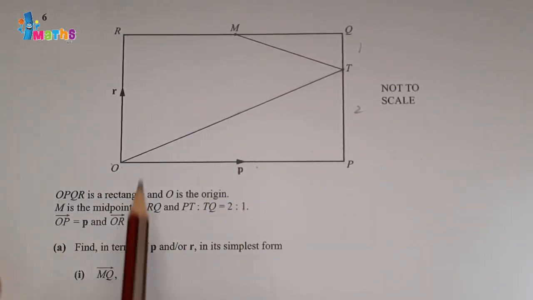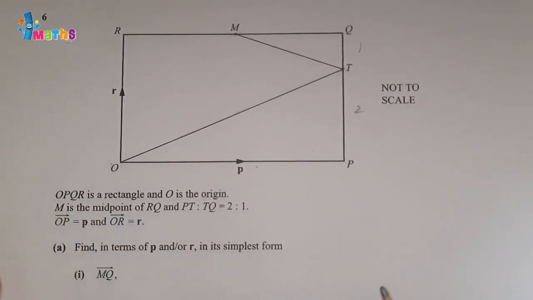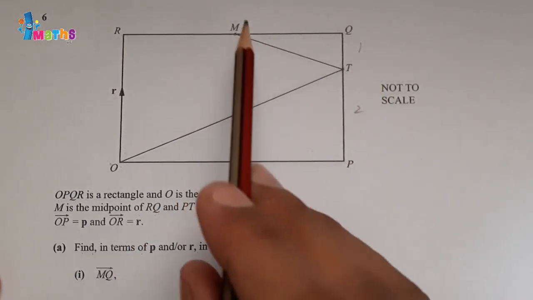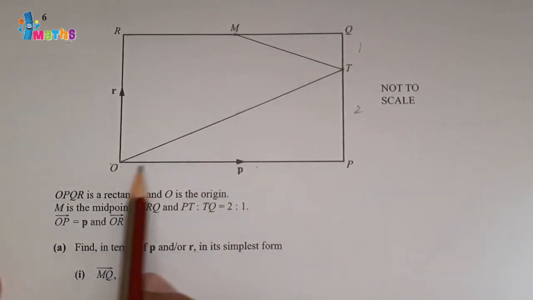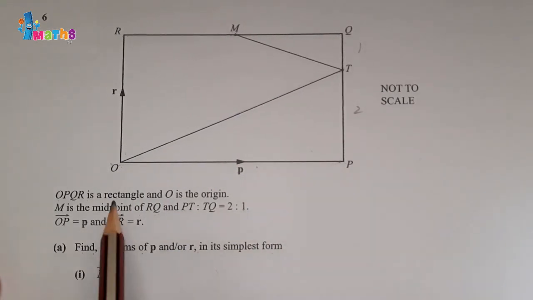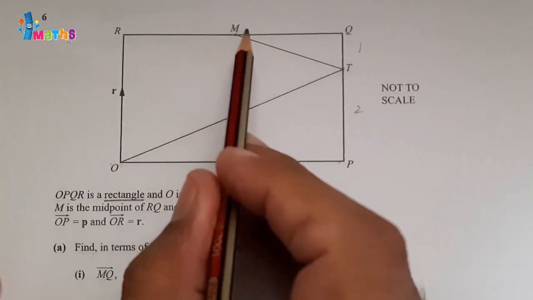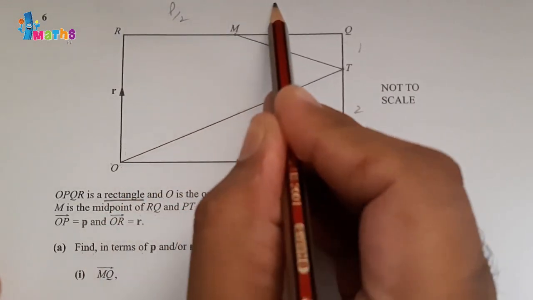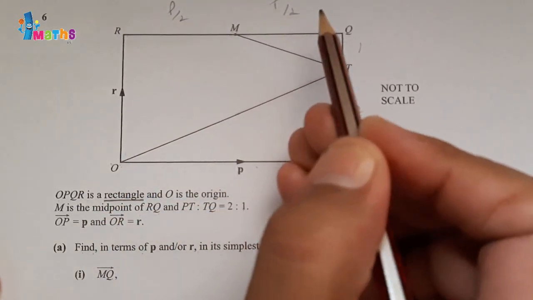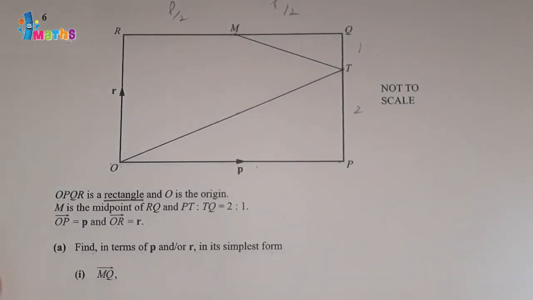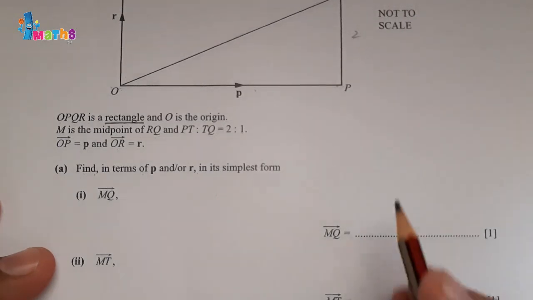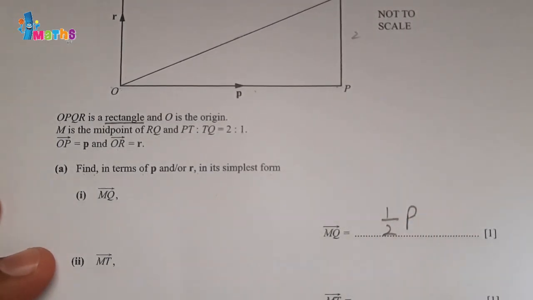OP is equal to P, and OR is equal to R. So these are the position vectors for OP and OR. Then find, in terms of P and R, in its simplest form, MQ. So MQ we have to find. This side is P. This is a rectangle as mentioned, so this side will also be P. P is divided into two equal portions, so this will be P by 2 and this will also be P by 2. So for this first part, we can write half P, 1 by 2 P. This will be our answer.